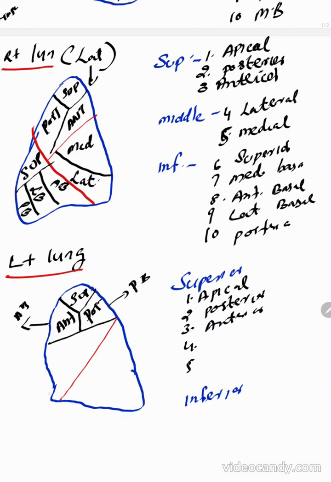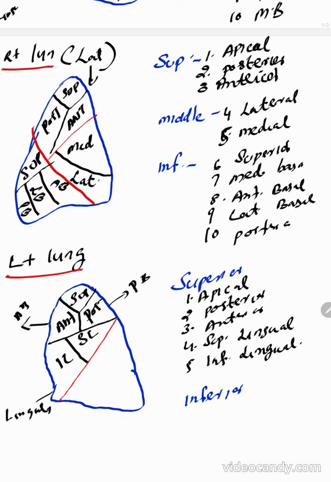Okay, you know this is the lingula of the left lung. Lingula of the left lung. Just make a division over here. So we are getting 2: superior lingual and inferior lingual. The fourth number is superior lingual. Next one is inferior lingual. Okay, so these are the bronchopulmonary segments of the superior lobe of the left lung.